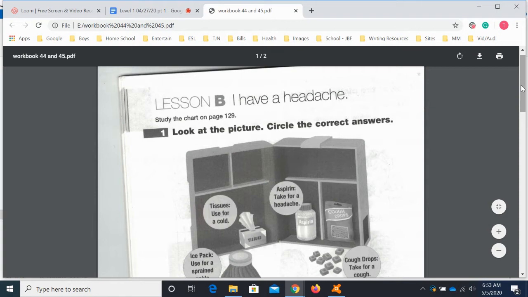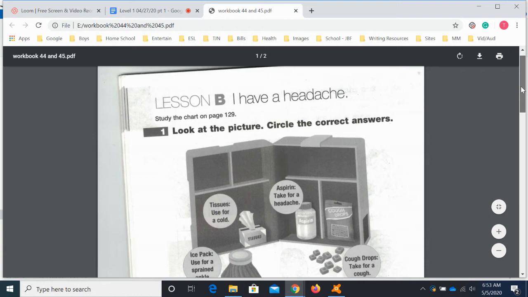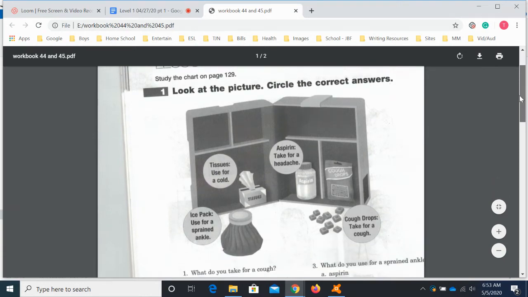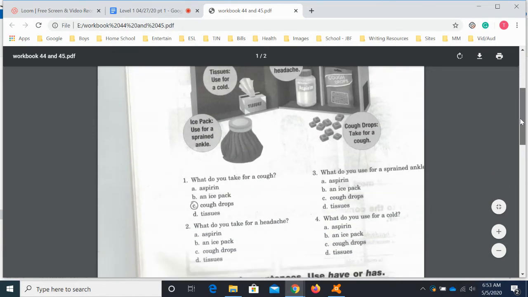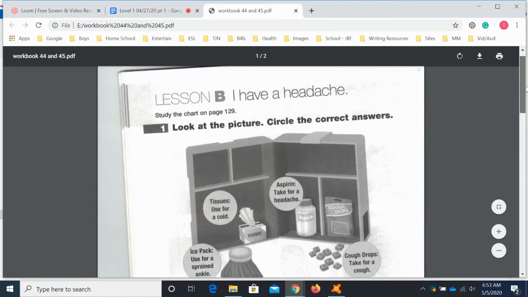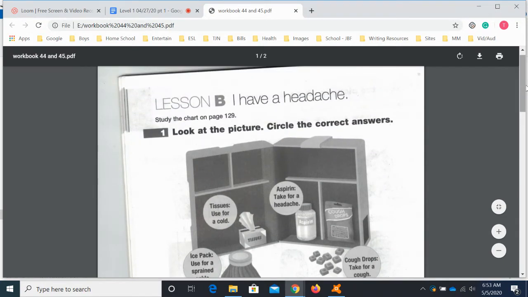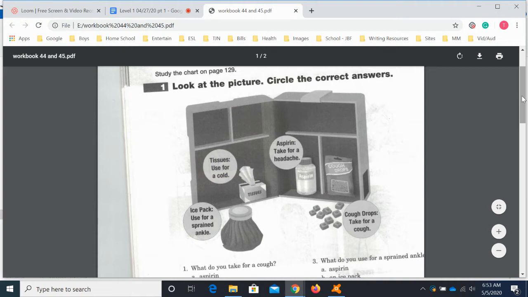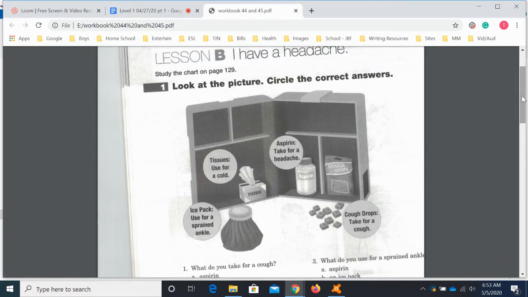Okay, so lesson B on page 44. Look at the picture. Circle the correct answers. So let's look at the picture. And what we see here in this picture looks like a medicine cabinet, right? That you might have in your bathroom. A medicine cabinet that you might have in your bathroom.